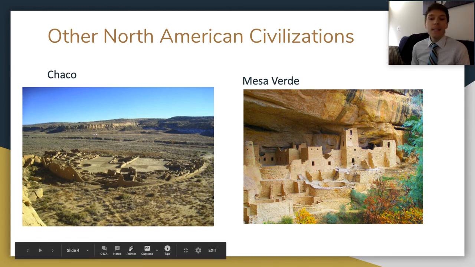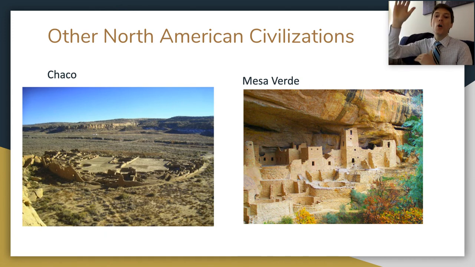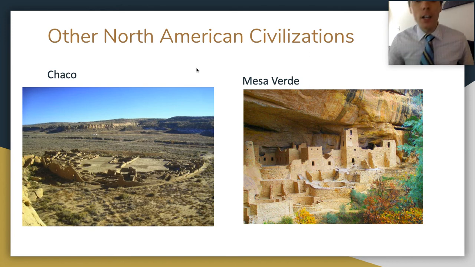And then the Mesa Verde built multi story homes into the sides of cliffs using bricks made out of sandstone. And then again, our knowledge of these civilizations is limited because we don't have a lot of historical documentation. Most of what we have is just archaeological evidence.